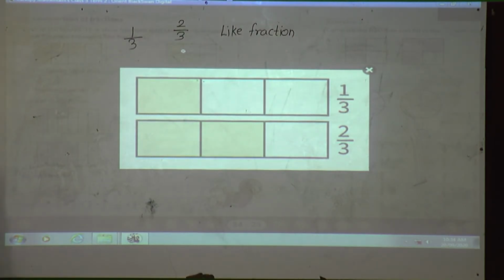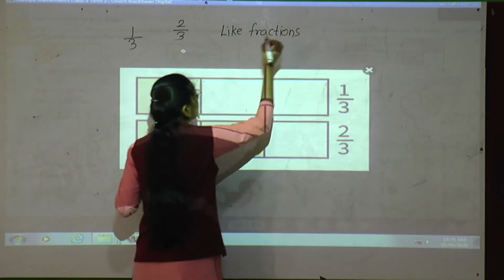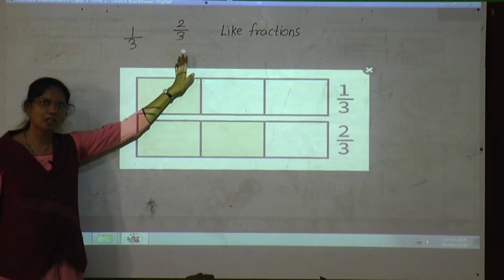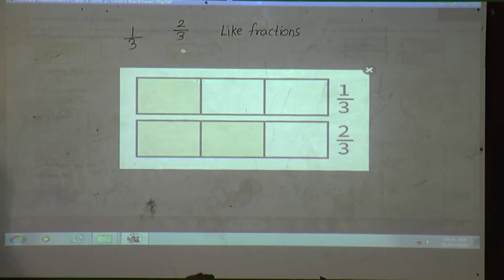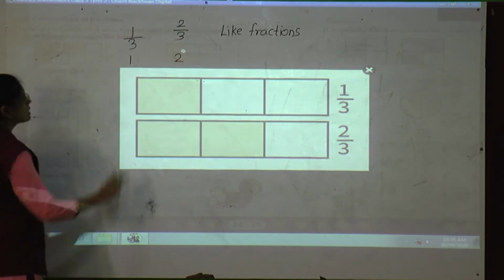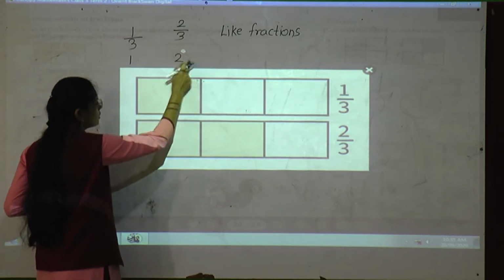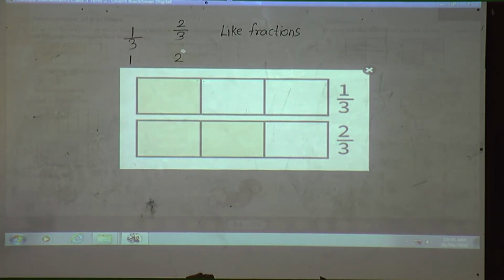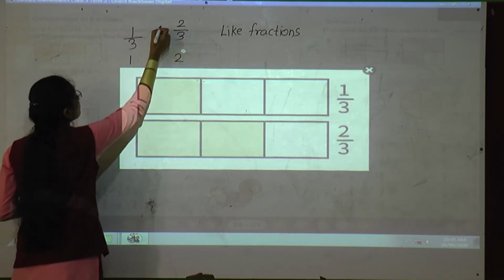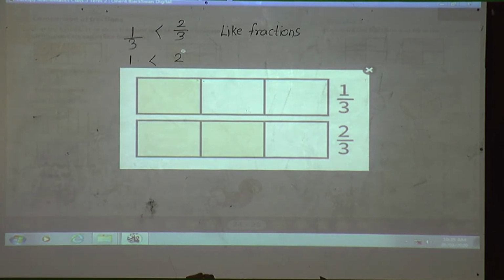Like fractions mean what? The fractions in which the denominator is the same. Now in these two fractions the denominator is the same, that is 3. Now let us do the comparison. If the fractions are like fractions, then we have to compare only the numerator. In this fraction 1 is the numerator, in this fraction 2 is the numerator. So of course 2 is greater than 1. So 2 by 3 is greater than 1 by 3. Clear till here?